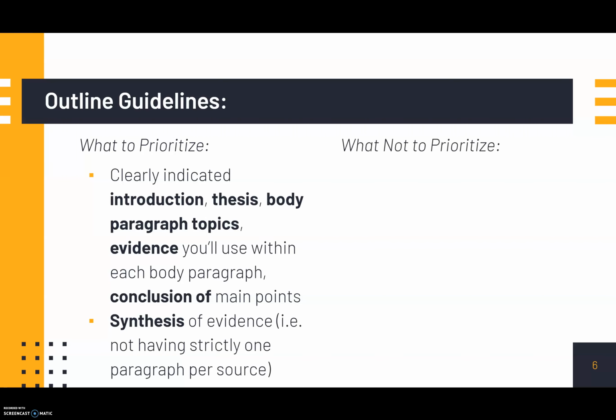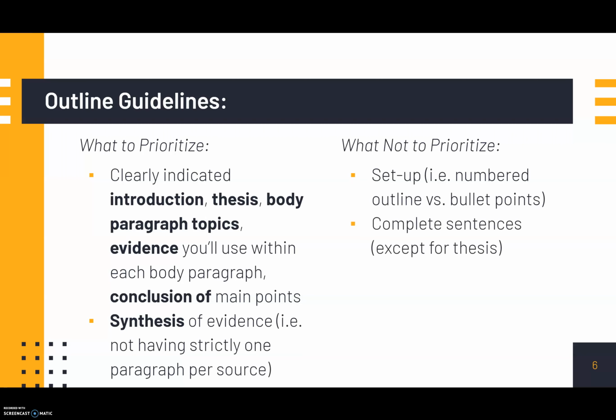And then I recommend not really spending a lot of time or energy on how it's set up, right? How you number it or do bullet points. Just pick whatever your instinct tells you. Don't worry about complete sentences yet. It might be helpful for your thesis, but otherwise, if a complete sentence comes to you right away, write it down. Awesome. But if not, incomplete sentences are totally fine at this stage in the writing process.